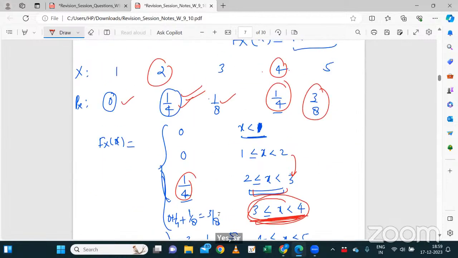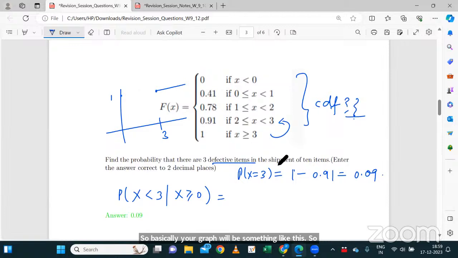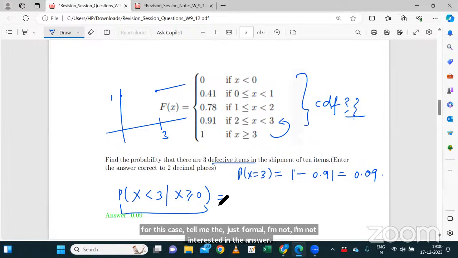So the same, it is asking about till 3. Basically, your graph will be something like that. Suppose this is 1, so it will be for 3. It is taking values from 1 onwards, right? For this case, just tell me the formula. I'm not interested in the answer, just tell me what will be the formula.